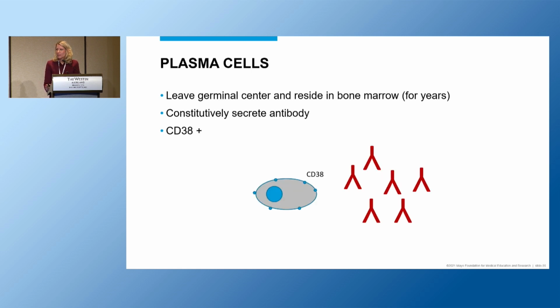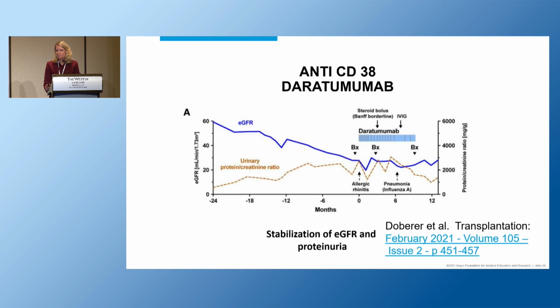So what about targeting the plasma cell? We know that the plasma cell is important in this space because it's constitutively always secreting these antibodies. And we know that plasma cells are CD38 positive. In the multiple myeloma world, there's excitement about daratumumab. They're using this as treatment, and it makes sense to try this in the ABMR world.